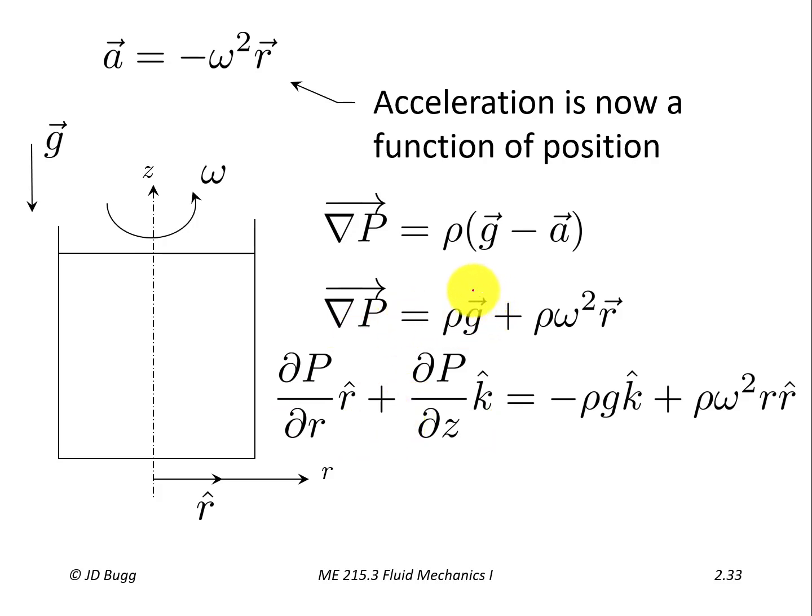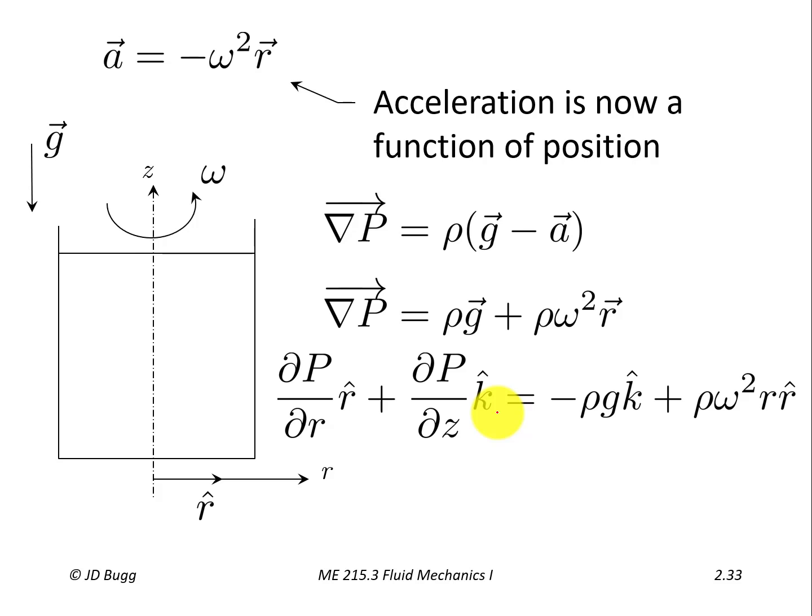On the right hand side, our g vector is in the minus k hat direction. So this becomes minus rho g k hat. And then all we've done is replaced this position vector with its magnitude r and its direction r hat. So notice the left-hand side has an r hat component and the right-hand side has an r hat component. The left side has a k hat component and the right side has a k hat component. So this is really two scalar equations written as a single vector equation.